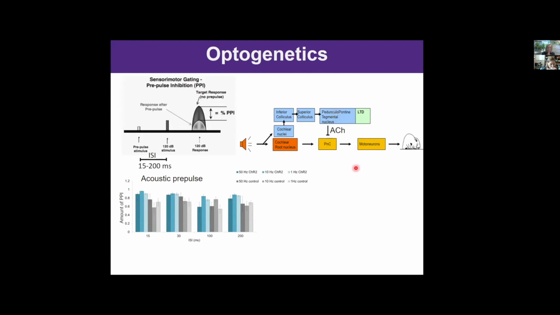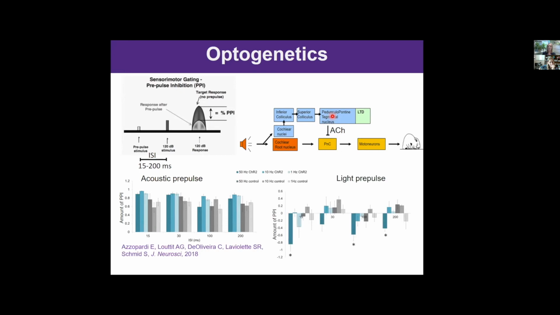In order to activate these PPT neurons, what happens if we activate them not by sound, but with a light that should depolarize these neurons? The answer is nothing. So we activate the cholinergic neurons.